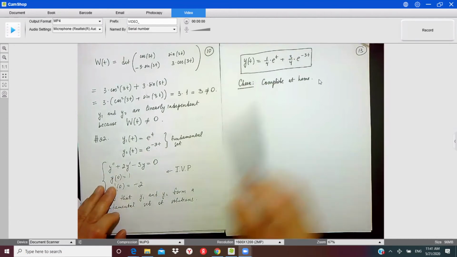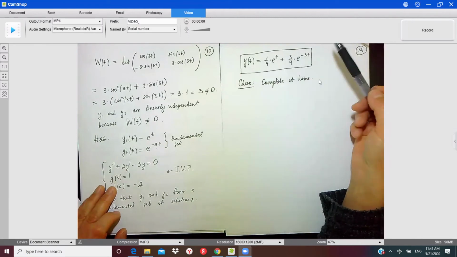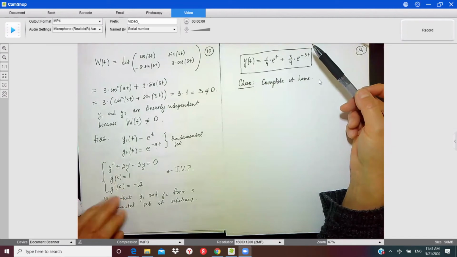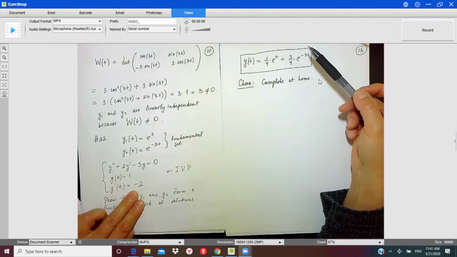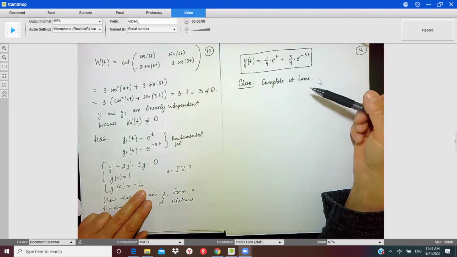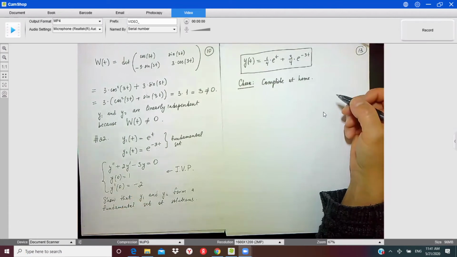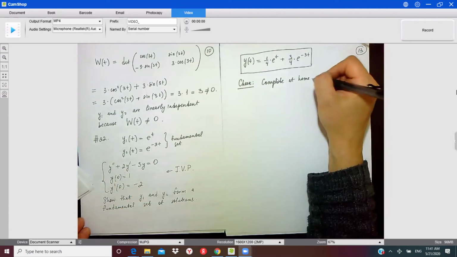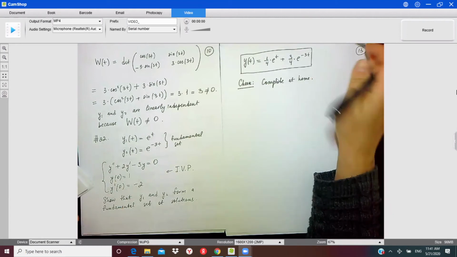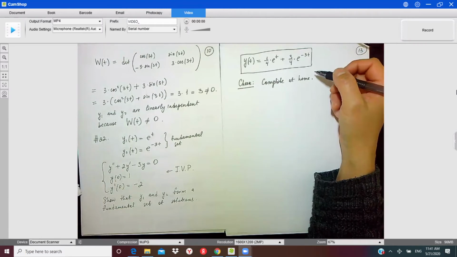Y of 0 is equal to 1, that I can see right away, right? A quarter plus 3/4 will give us 1. And then derivative of y at 0 equals negative 2. You can always check. Do you agree? Yes. All right, thank you. I strongly recommend to check, especially if it's a test or quiz, it's a good idea to check.